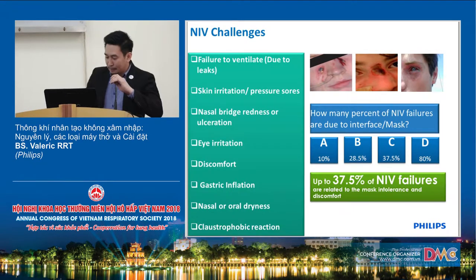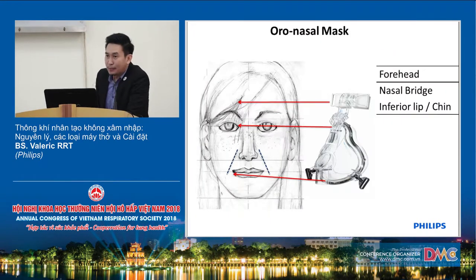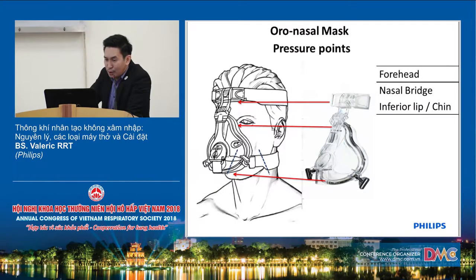Okay. Next, one of the commonly used masks in the hospital is the oral nasal mask. When you say oral nasal mask, it covers the nose and the mouth. So let's see what the pressure points are. Using the oral nasal mask, the pressure points here are the forehead, the nasal bridge, and the inferior lip.